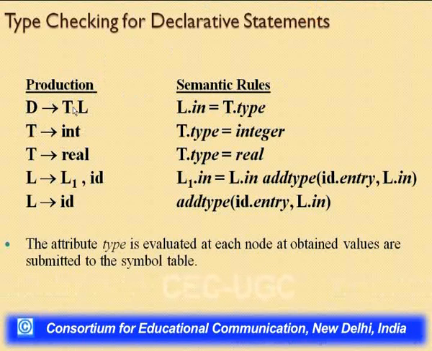So just to recall, because this is the very phase from where type checking actually originates. The initial statements that we'll encounter in our program will be declarative statements. So D derives TL, and we have discussed all these semantic rules, and ultimately these semantic rules help us in understanding the type. So the attribute type is evaluated at each node, and the obtained values are submitted to the symbol table. So whatever type we are getting of these IDs, they will be submitted to the symbol table, and then they will be utilized during type checking of expressions, because these variables that have been declared in a declarative statement will be utilized in expressions and in statements, and then their type checking has to be done. So those type checking references will be done on the basis of these inputs that we have made to the symbol table.